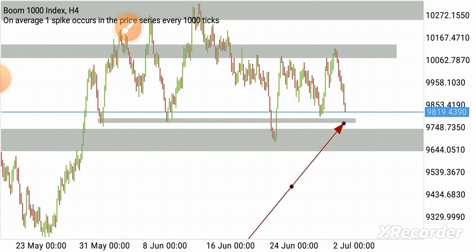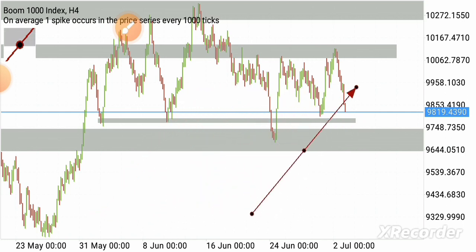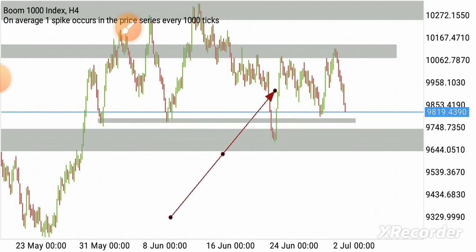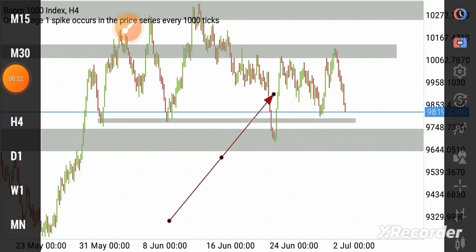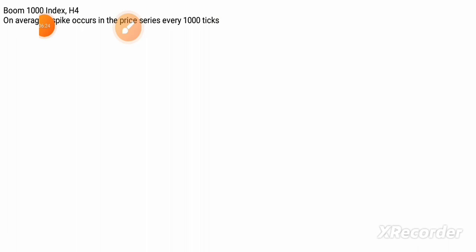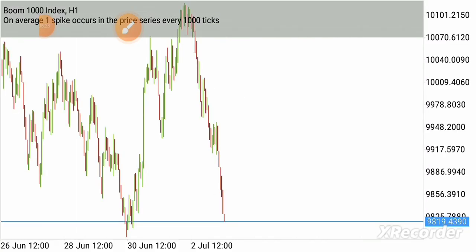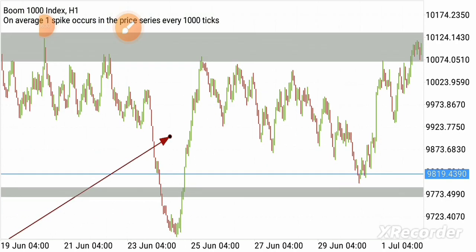So that is it. We just need to mark where we've seen reactions in the market, and those are the major zones in the market, especially on the higher time frames. All right, so after marking this, what I will do next is go to the hourly time frame, the 1 hour time frame, and also see if there are any key levels there to mark.